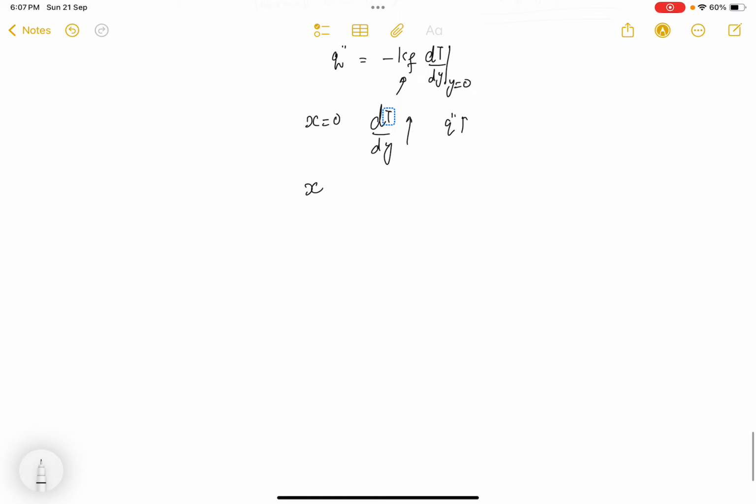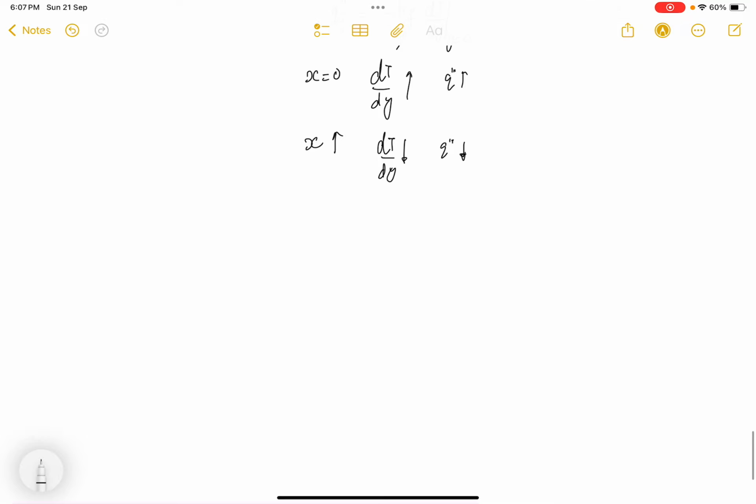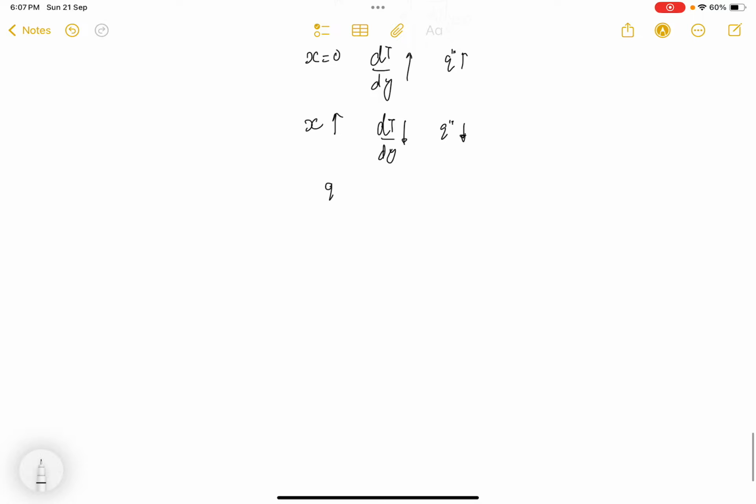But as we go along the plate, x will increase, the temperature gradient will decrease, and as a result heat flux will also decrease. Alright, and from Newton's law of cooling we can rewrite the heat flux as heat transfer coefficient times Ts minus fluid reference temperature, and here we are using the fluid reference temperature as the undisturbed fluid temperature.